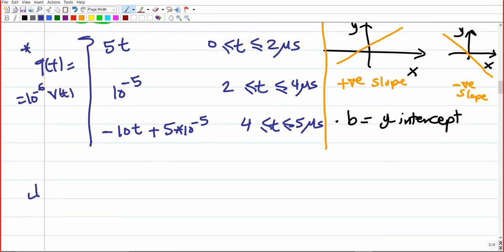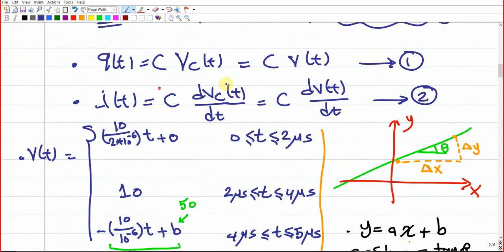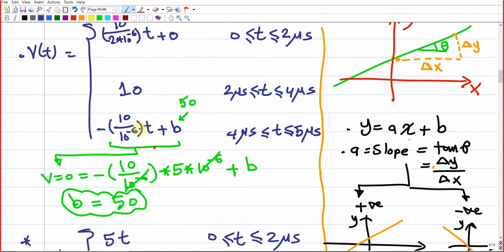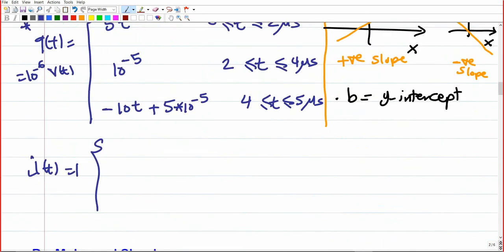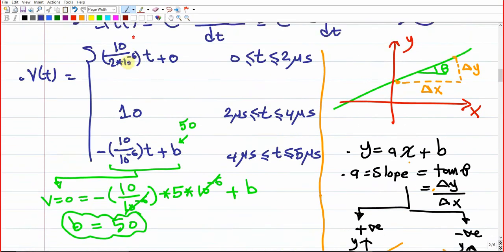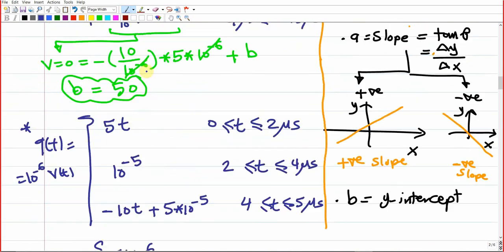Now let us find the current equation. The current should be C times the derivative of the voltage. So we have to differentiate this one first. It's going to be C, which is 10 negative 6, times the derivative of these functions. What is the derivative of this function? It's going to give us 5 times 10 to the power 6. Make sense?